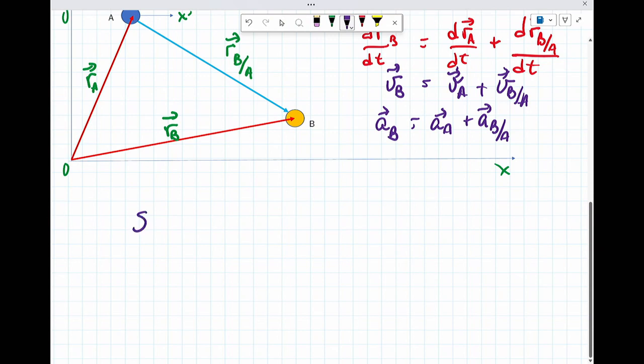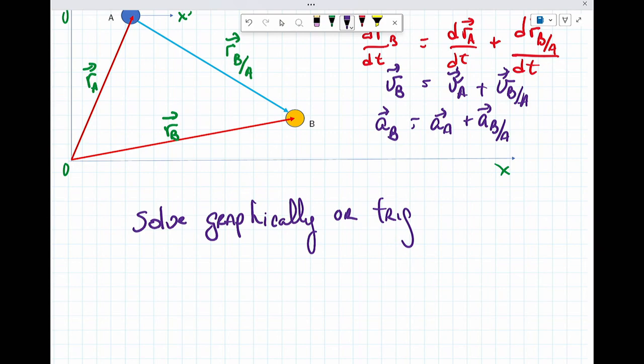Again, sort of out of some of the comments on Piazza, it's possible to solve these graphically. If you're very good with doing scale drawings, you can do a really good job. Generally, I do not. I use trig.